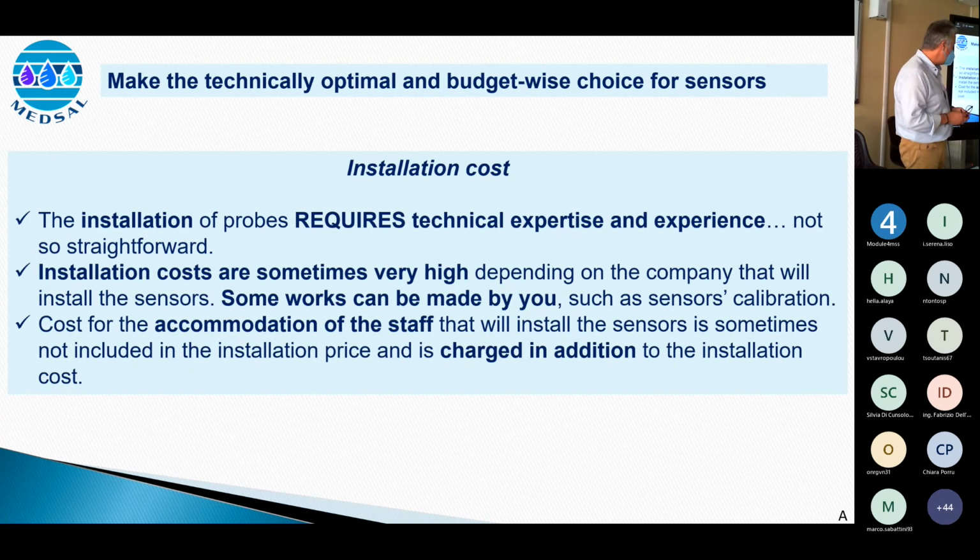Some works can be made by you, for instance, the sensors calibration. Sensors calibration in this type of equipment is straightforward as long as you read the manual, practice at the lab conditions, and then you go out and do it. The cost of the accommodation of the staff of the company is sometimes not covered in the standard quote they will give you, so be prepared that this may come on top. So overall, if you don't know what to do and how to do it, go to an expert. It's not a tremendously difficult job, but you need to follow specific steps.